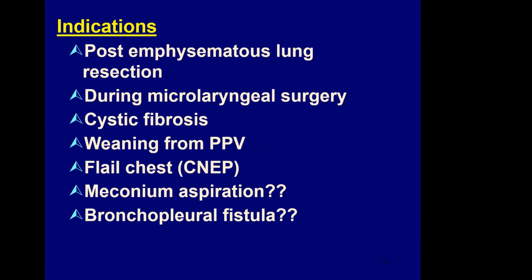Can be indicated for cystic fibrosis, weaning from positive pressure ventilation, flail chest, where we may only need to use continuous negative expiratory pressure. Again, the analog of PEEP. It may be useful in meconium aspiration. It also may be useful in a patient with a bronchopleural fistula.